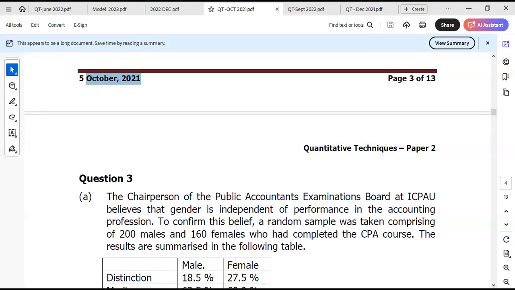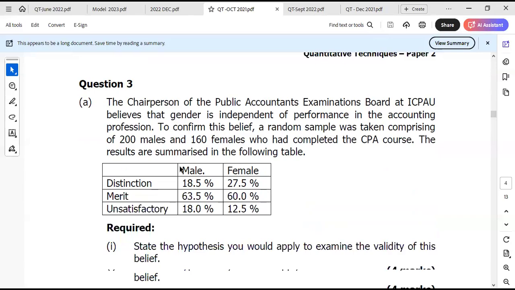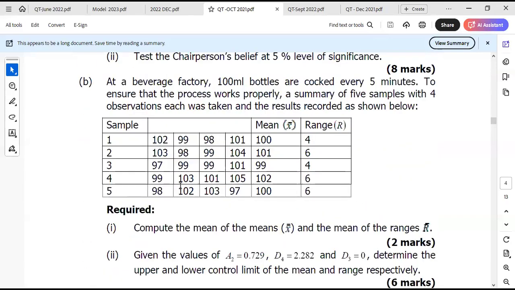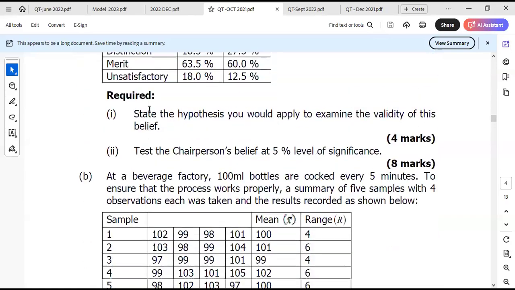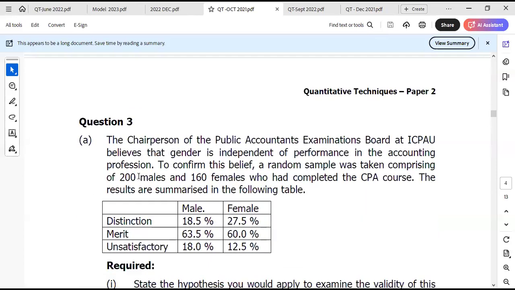Which year is open? Which question paper? October 2021. Okay. October 2021, part B. This is question 3, part B.